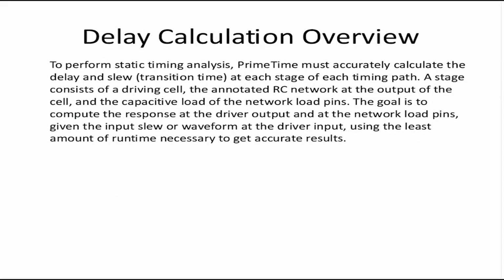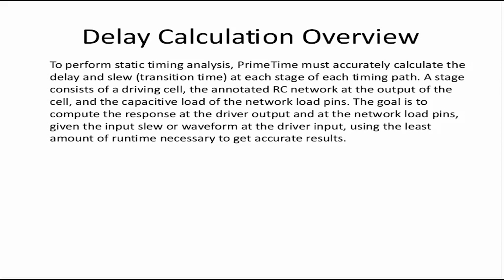Now let's come to delay calculation. To perform STA, PrimeTime must accurately calculate. What PrimeTime calculates is, first, the delay through each cell, whether it be combinational or sequential. It needs to calculate the delay for an AND gate from pin A to the output, and from pin B to the output. For a sequential cell, it will be from clock to Q. And second, at each node it needs to calculate the transition.